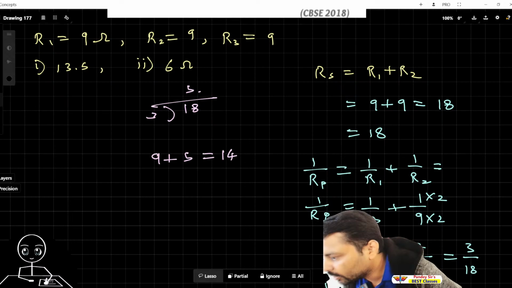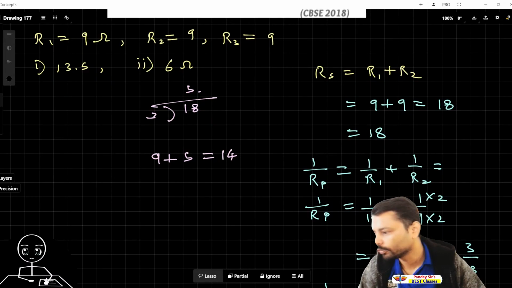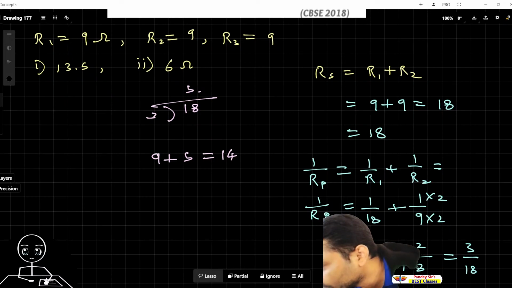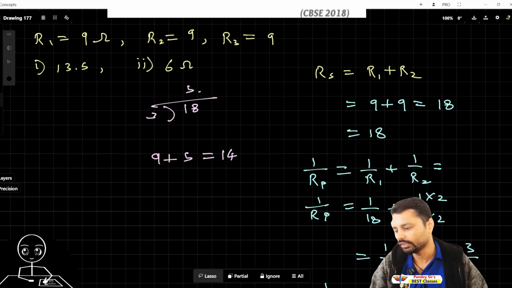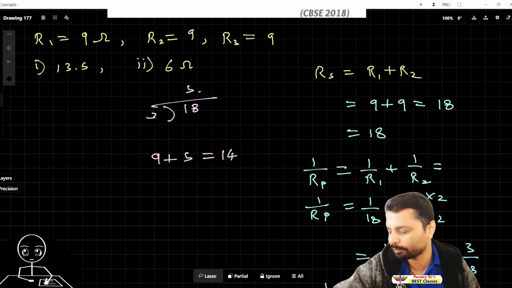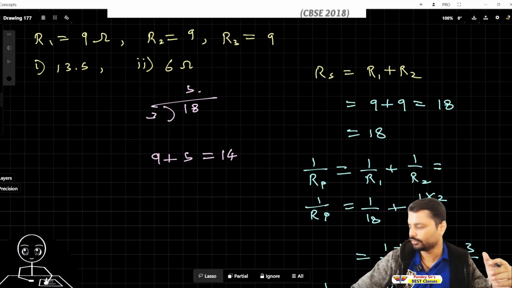Total equivalent resistance is... Okay, okay, okay. 18 plus 3, 6. Oh, nice. Very good. But what about the 13.5? So, Lovely has solved. Very good. Nice. Man, we should clap. Good. Very good. I'm very happy.